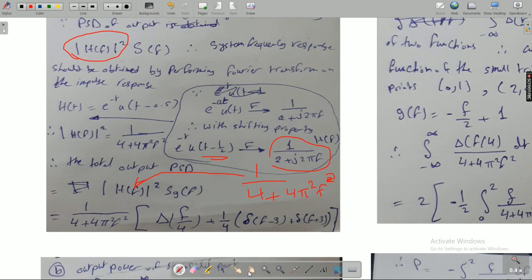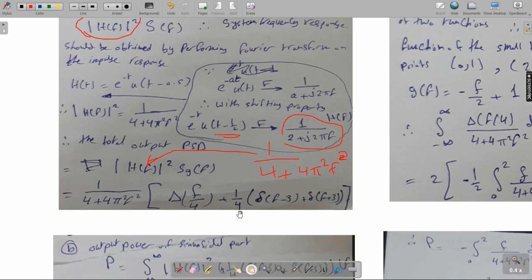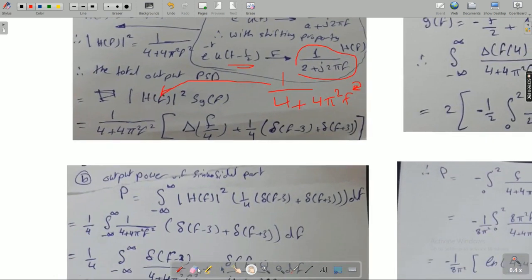So how to obtain the power? To obtain the power, we would like to get the integration from negative infinity to infinity of the magnitude of the system response multiplied by the signal in the frequency domain.